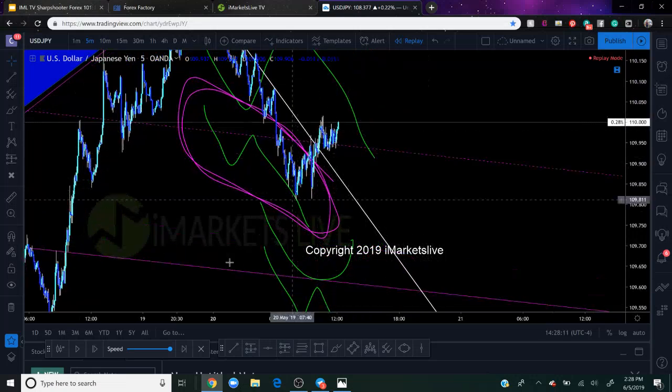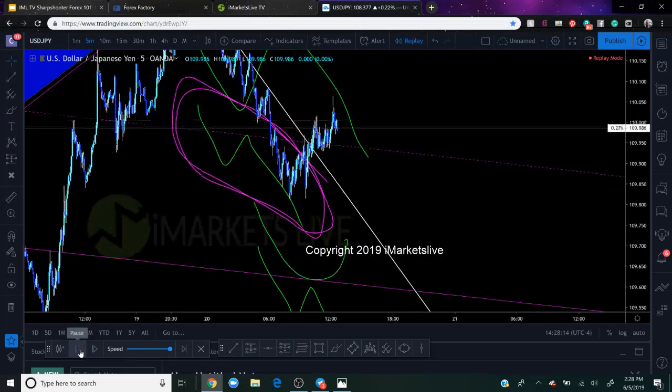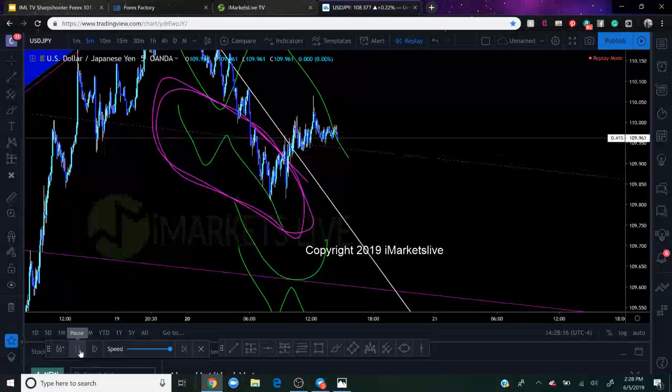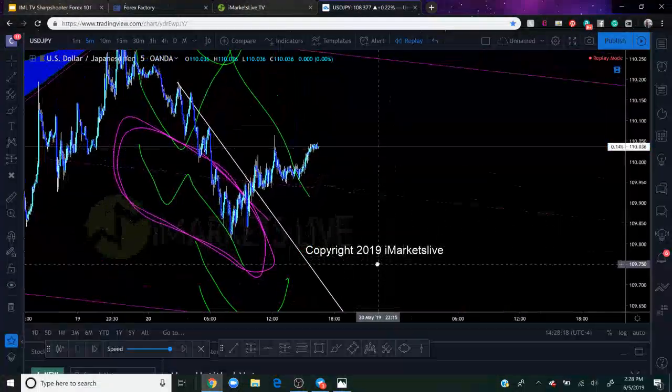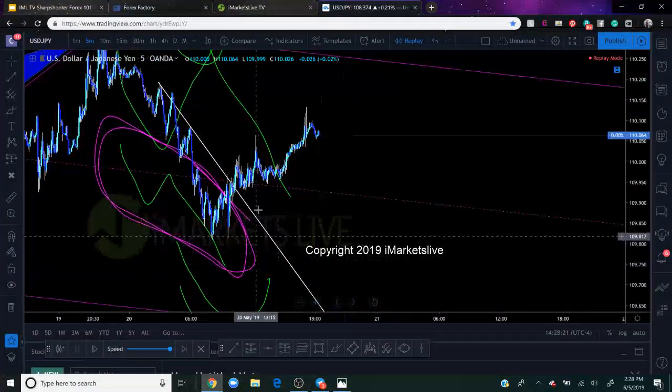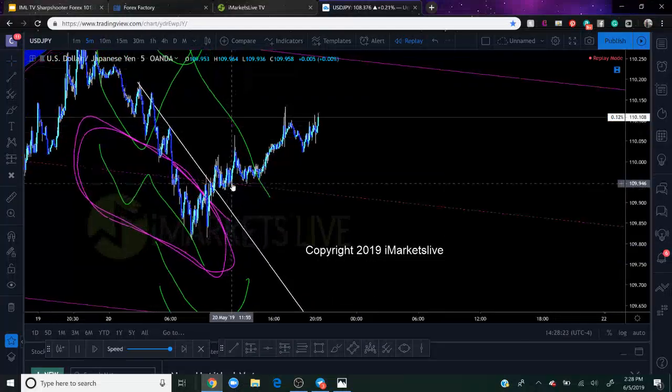So does this give you a buy setup? Yes, it does. Could you have taken this setup and made money? Possibly. You could have. But let's see this thing play out. It is not a high percentage win, guys. That's the thing. Now look what happens.